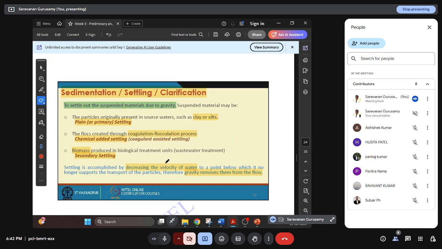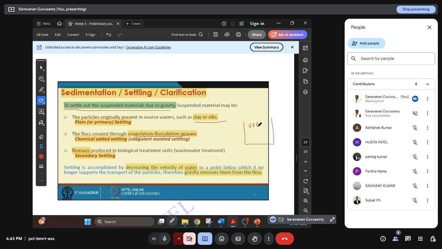So what is settling in the sedimentation tank? The main principle is gravity only. We settle out suspended particles like clay and silt due to gravity, after the coagulation and flocculation process. After coagulation and flocculation, we have bigger particles. Coagulation and flocculation we will discuss next week, in water treatment.